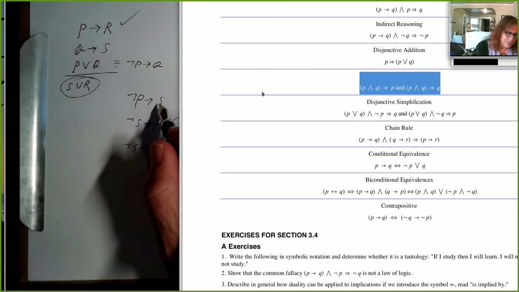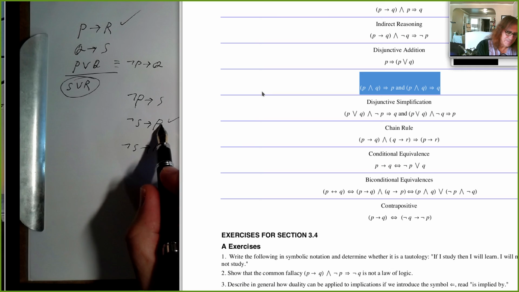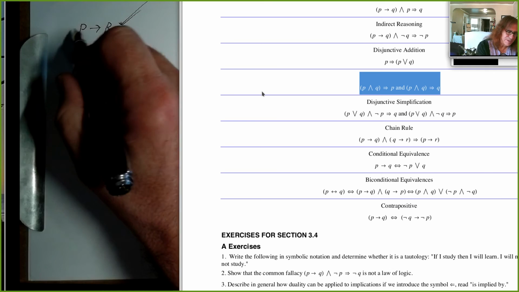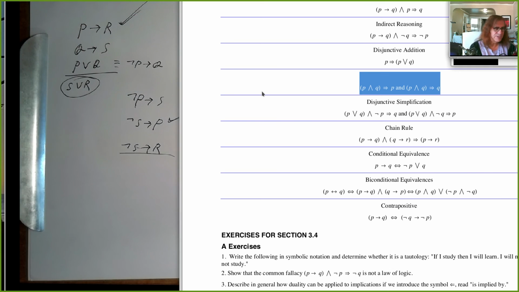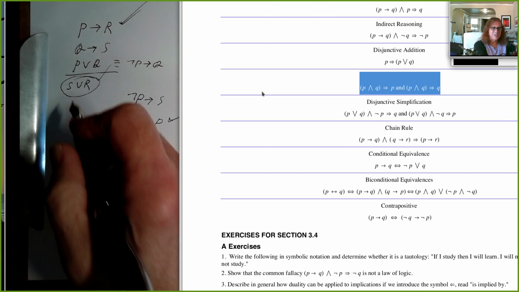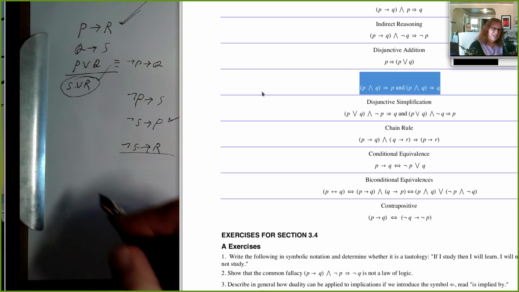All right, we got not P implies S. We could take the contrapositive and say not S implies P. And now this and this can go together and say not S implies P, P implies R, not S implies R. And that's starting to look really close to this, S or R. We've got the two terms that we need. Is there some way to change this to get that?